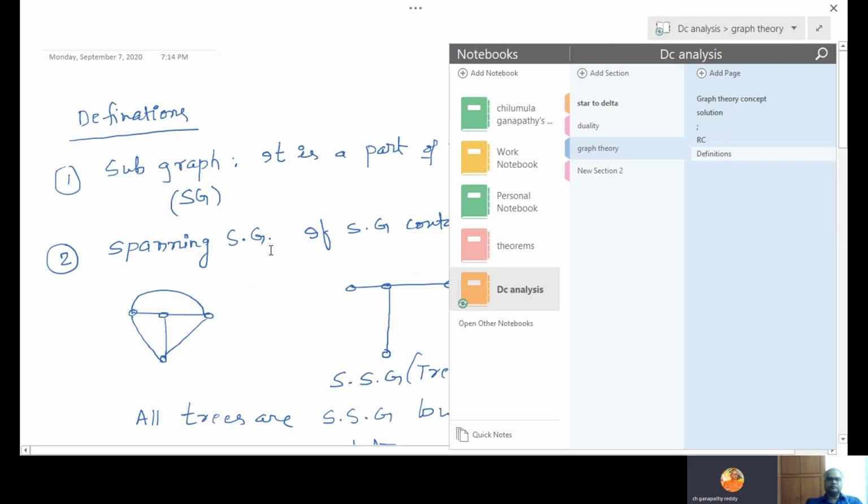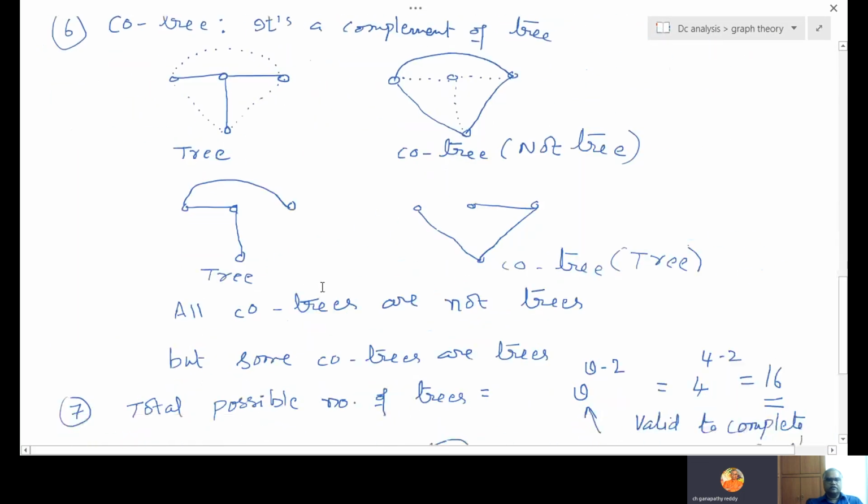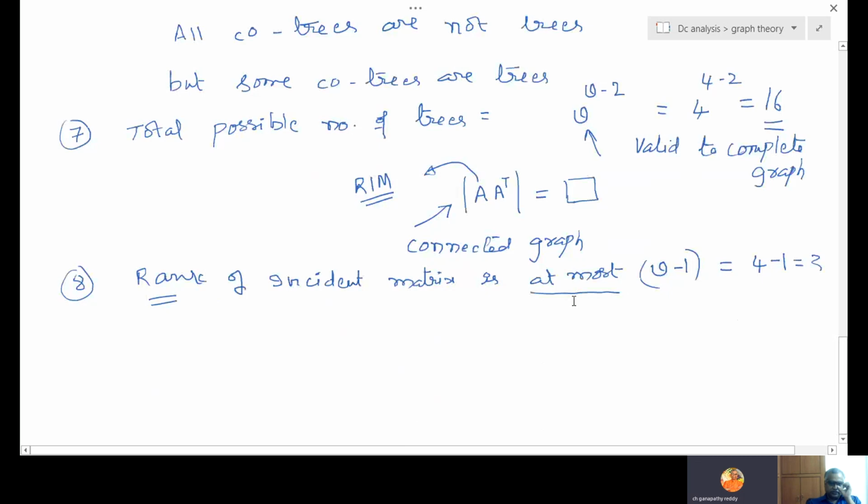What is the statement? The statement is: rank of incident matrix is at most 3. At most 3 means maximum 3. It is not 4, it can be 3, it can be 2, it can be 1. Rank will not be 0. So rank of any incident matrix is at most V minus 1. So 1 is less. Maximum it will go up to 3. It can be 3, it can be 2, it can be 1, but definitely not 4.